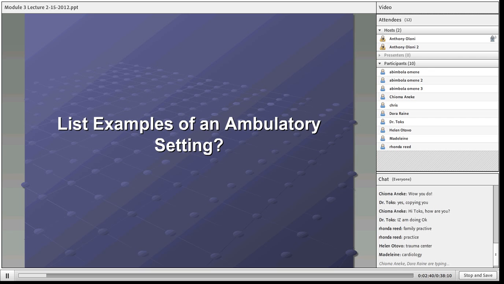Cardiology. Cardiology might be a tricky one. It depends. Normally, cardiology is more of an inpatient practice, so that might not necessarily be an ambulatory setting.